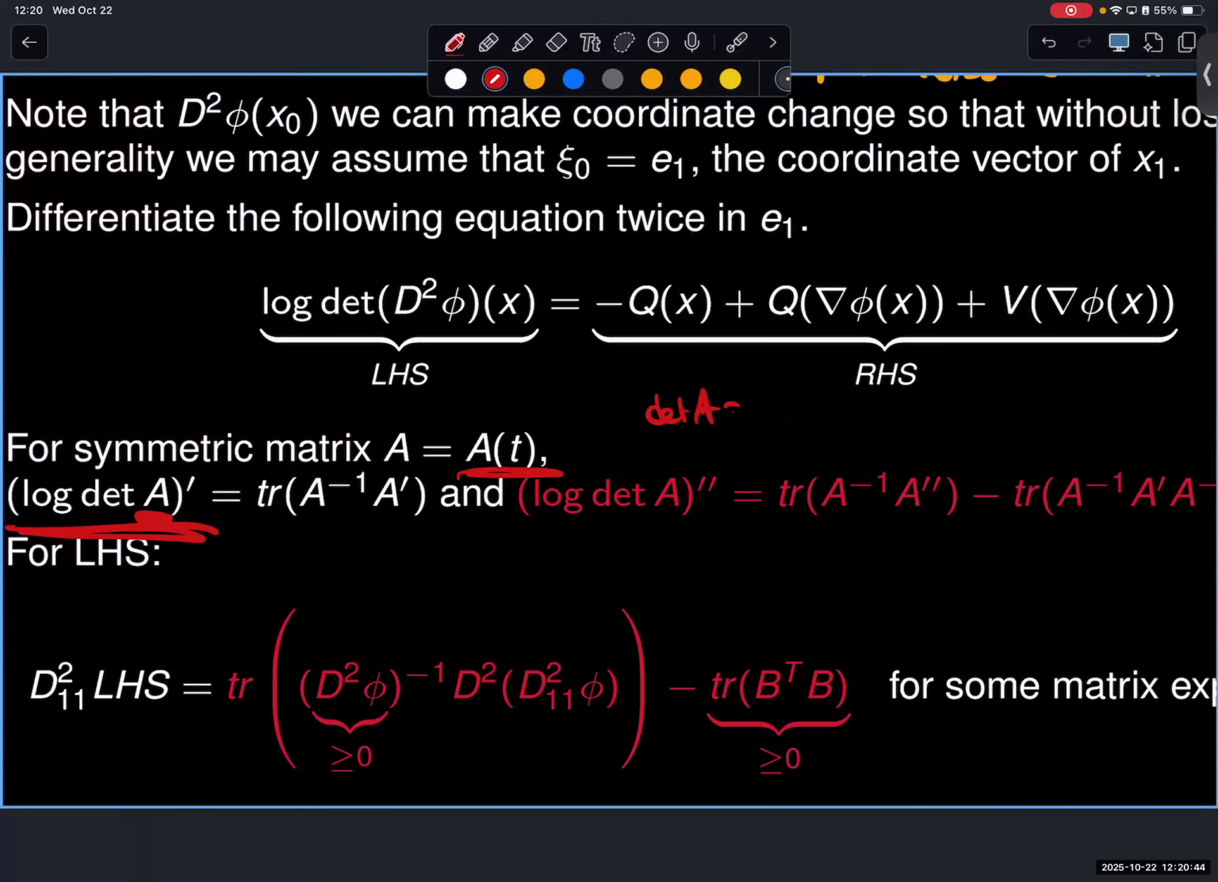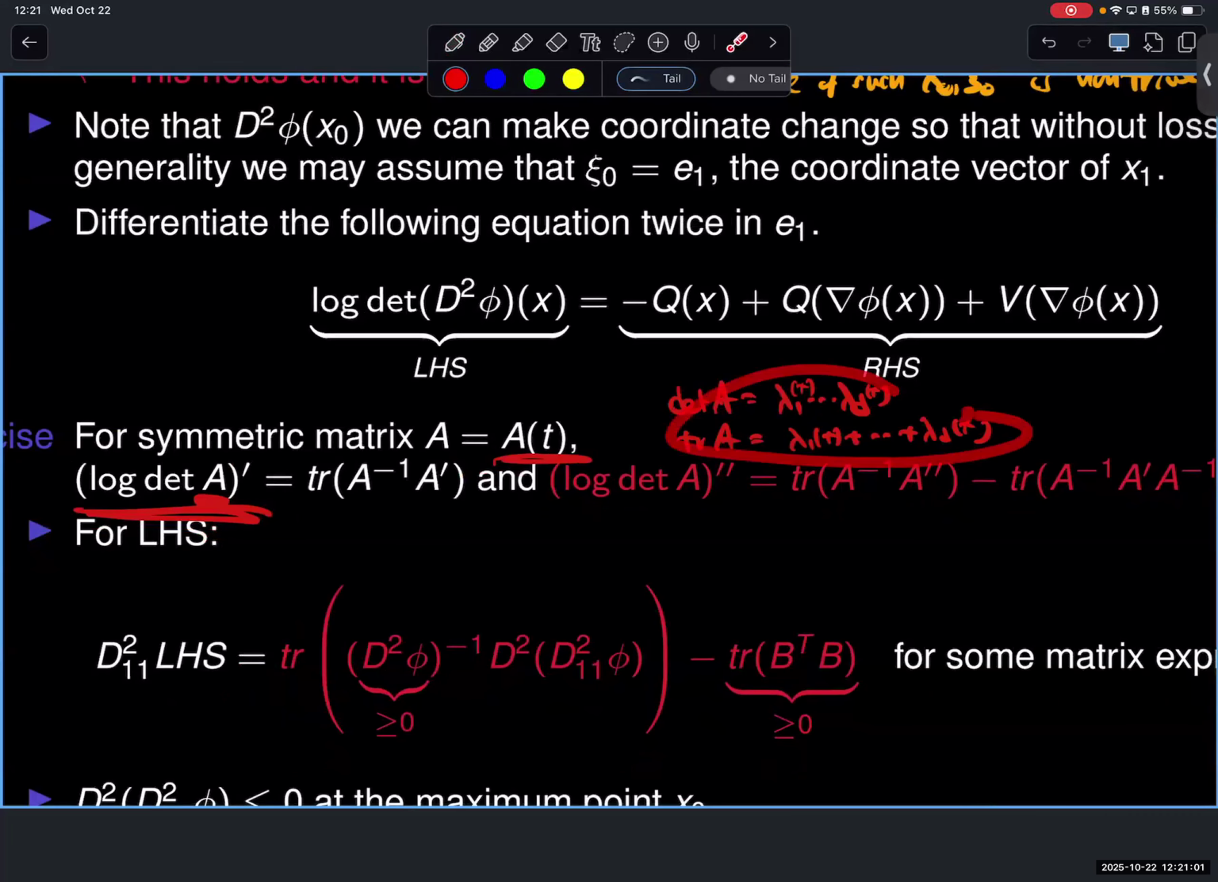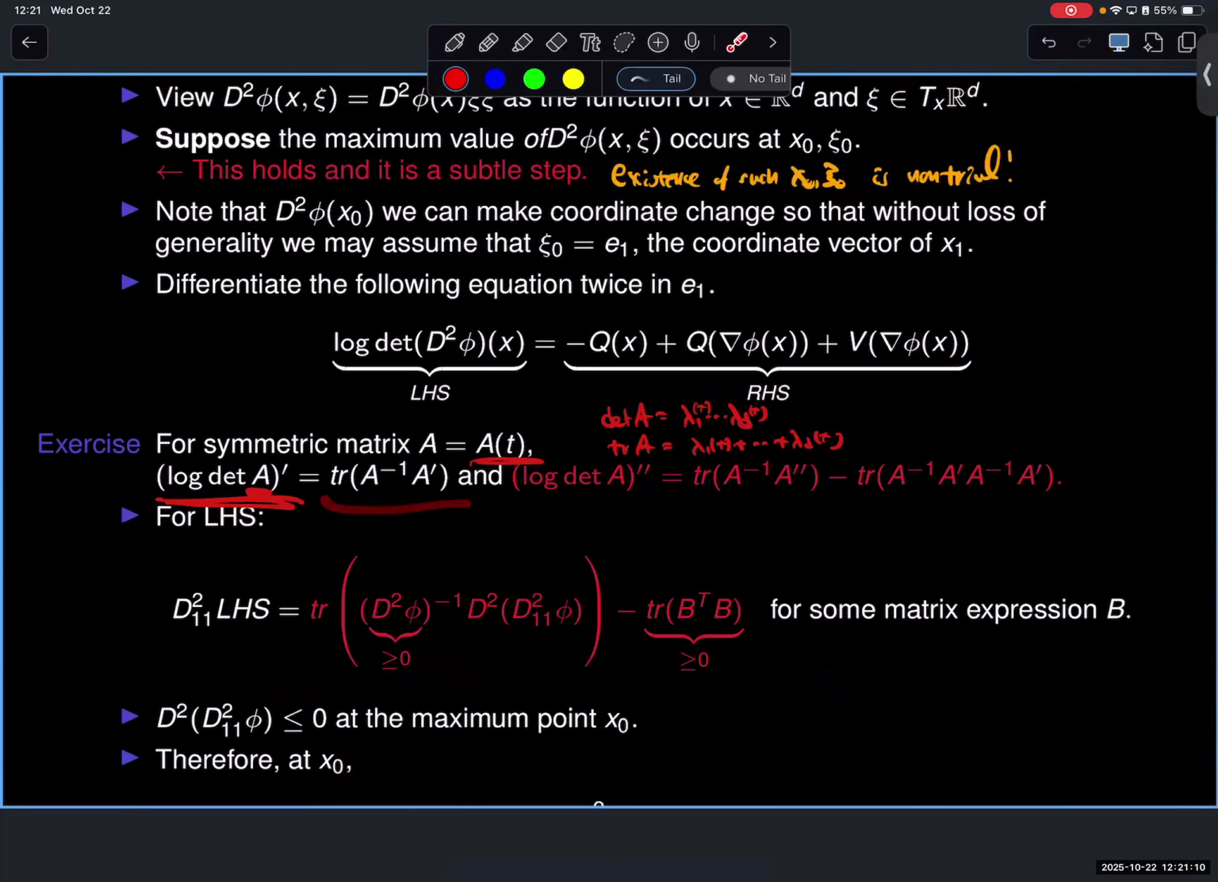The determinant of A is just the product of eigenvalues, and each eigenvalue is a function of t. Then the trace of A is the sum of eigenvalues. If you differentiate this, you get something related to this. Then you can rewrite this as the trace of A inverse A prime. Once you get this expression, you can differentiate it one more time, and then you get this expression.